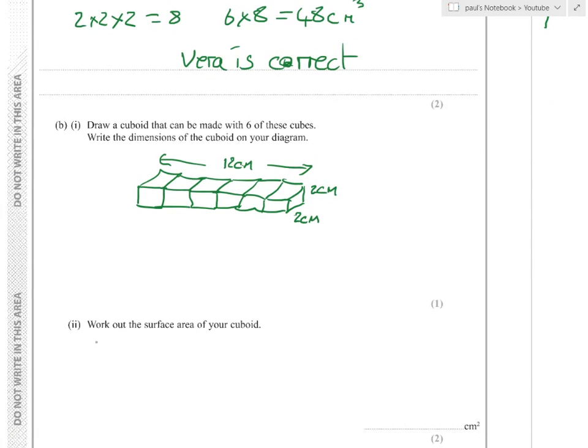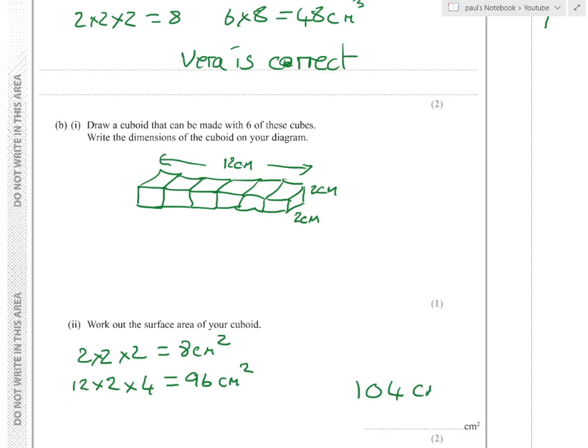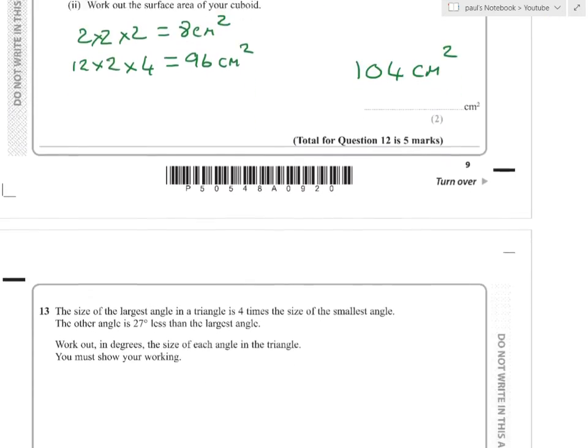Work out the surface area. So the two ends, 2 by 2, and there's 2 of them, so that equals 8 centimeters squared. And the top, bottom, front and back is going to be 12 by 2, and there's 4 of them, which is 2 12s are 24, so 24 times 4 is 96. Add them together, it's 104 centimeters squared.